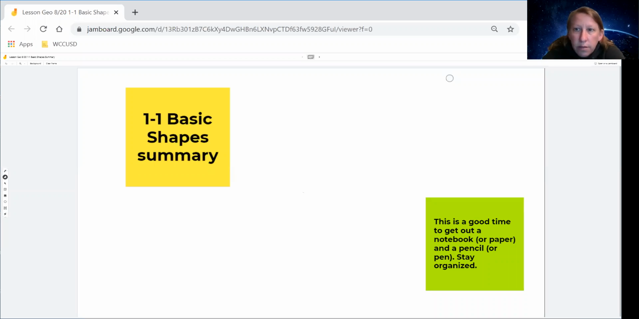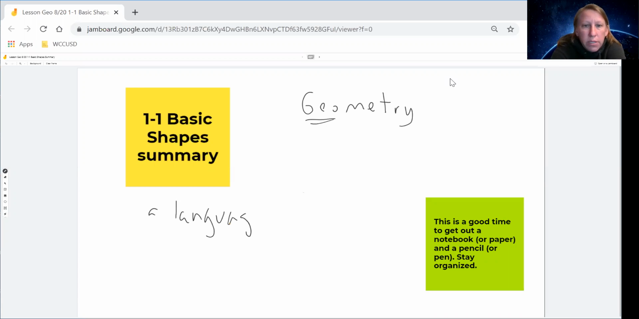Hello, students. This lesson will wrap up the basic shapes in geometry. Remember, we have two definitions for geometry. Geometry is the measurement of the world, and geometry is a language used to talk about shapes and their relationships.